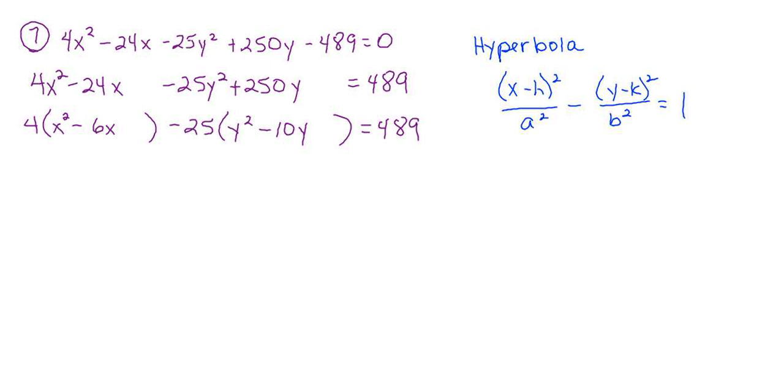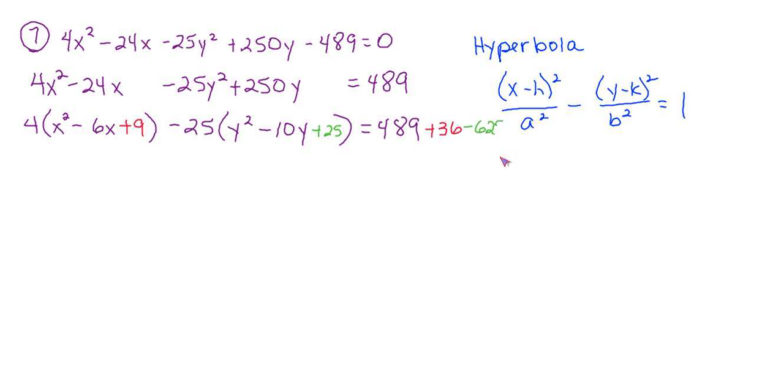So, first of all, when I complete the square here, same routine. Half of negative 6 is negative 3, squared is 9. Now that's a perfect square. But I'm really adding 4 times 9 to that side, so I have to also add 36 to the other side. Then I'm going to complete the square on the y's. Half of negative 10 is negative 5, squared is 25. But I'm really adding the equivalent of negative 25 times 25, which is a negative 625.